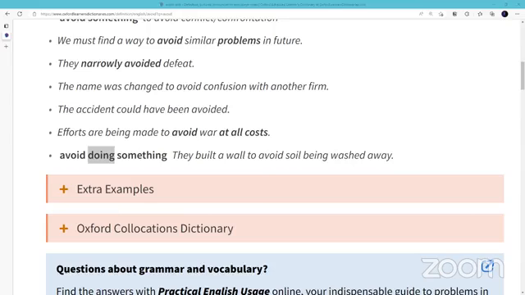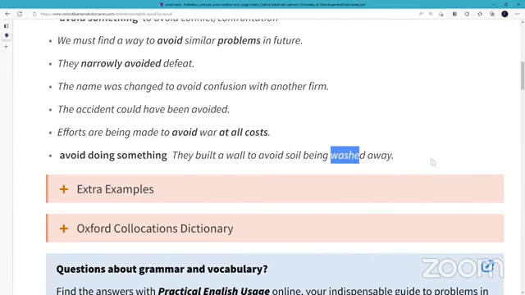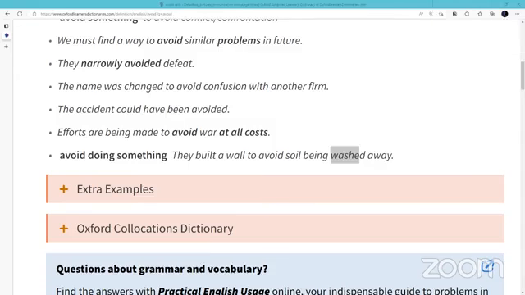They build a wall to avoid soil being washed away. Good. What is the past of wash? Washed. If wash ends in sh, washed. Excellent. Again. They built a wall to avoid soil being washed away. Exactly. Good. That's correct.